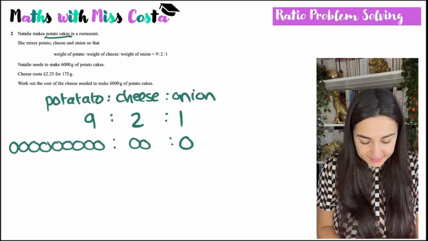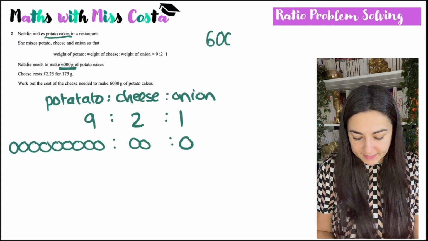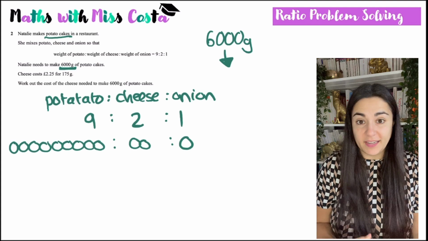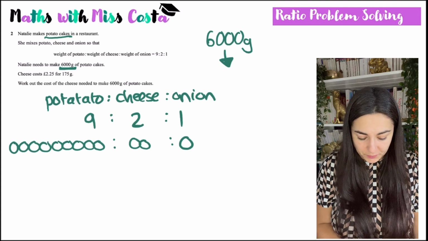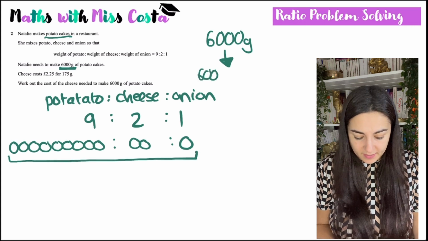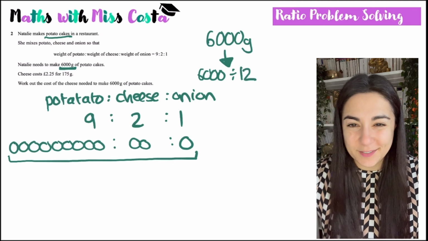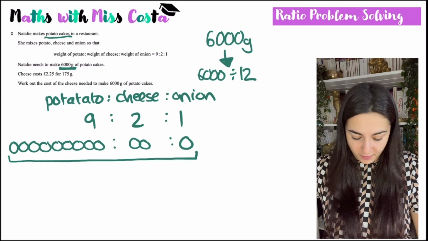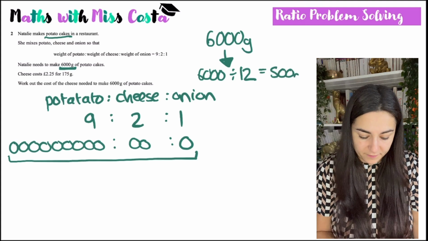Natalie needs to make 6,000 grams of potato cakes. So we know that we need to make 6,000 grams, and we use that to help us figure out how many grams of each ingredient we need. If 6,000 grams is the total of these parts, what I need to do is 6,000 divided by 9 plus 2 plus 1, which is 12. So 6,000 divided by 12 is 500. Each part is worth 500 grams.